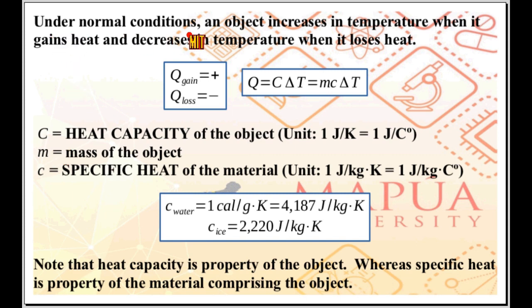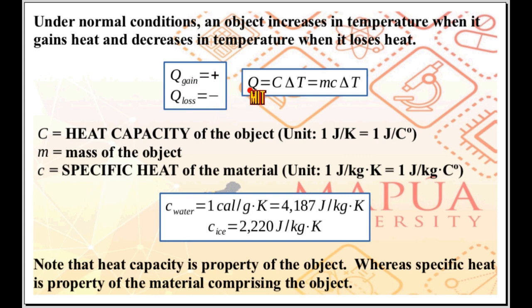Under normal circumstances, an object increases in temperature when it gains heat energy and decreases in temperature when it loses heat energy. In the previous video, we noted that heat, capital Q, may be positive or negative. By convention, heat gain, Q gain, is considered positive, whereas heat loss, Q loss, is considered negative.